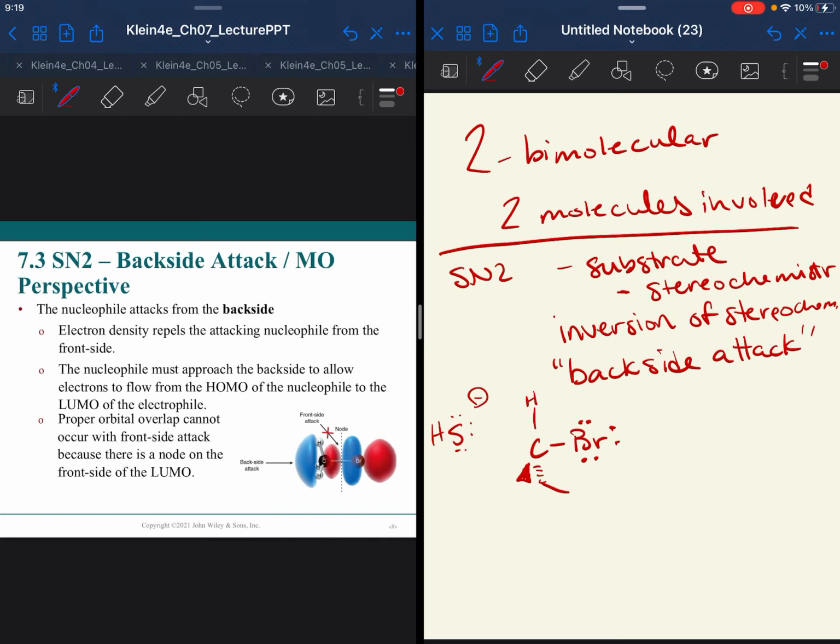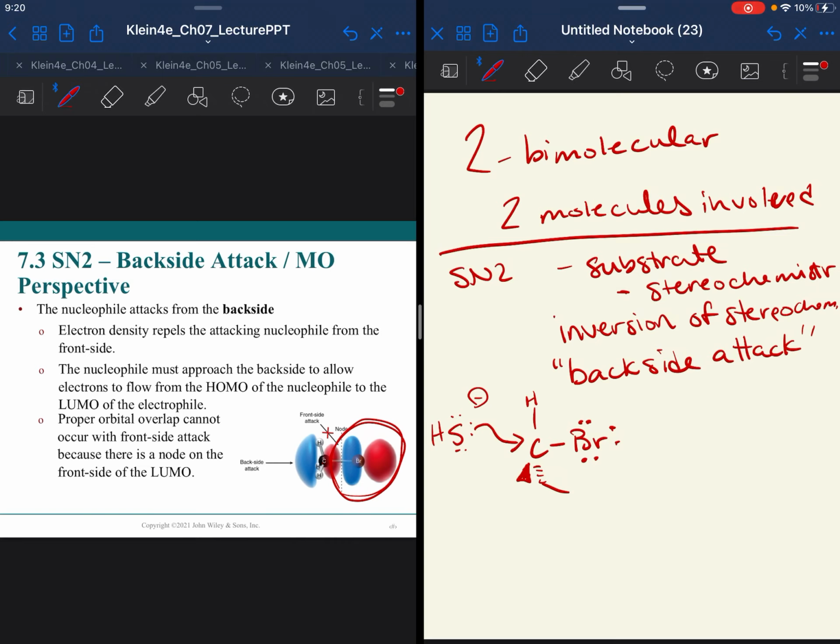The back side, so you're seeing that here, right? There's a lot of electron density over here. Whereas the back side, the other side from where the leaving group is, that's going to be where that partial positive is strongest, right? You're not going to have a lot of electrons there repelling. And so that sulfur is going to approach from the back if where the bromine is considered the front.